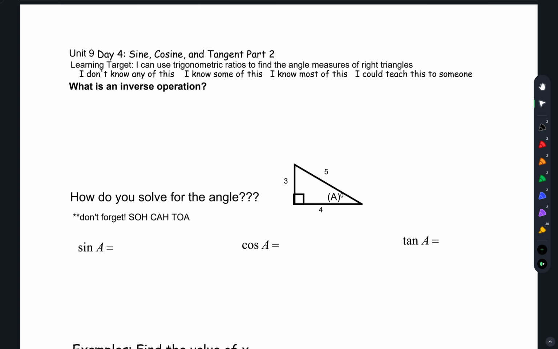So yesterday we talked about the trig functions, sine, cosine, and tangent. Today we're going to talk about their inverses. When I talk about inverse functions, I'm talking about mathematical opposites. If we think about addition, its inverse is subtraction. If you think about multiplication, its inverse is division. So we're undoing things, right?